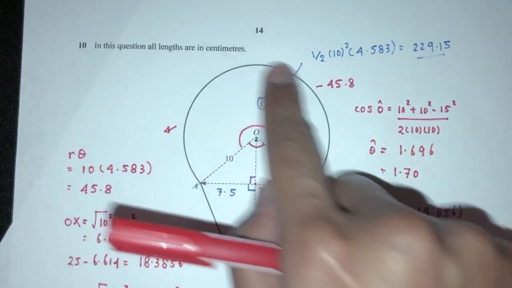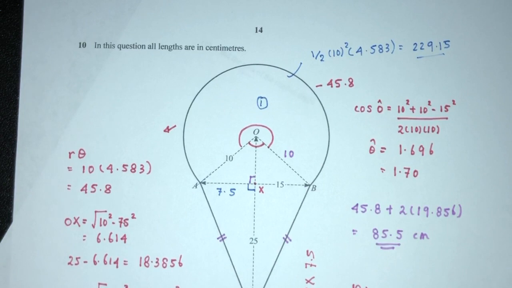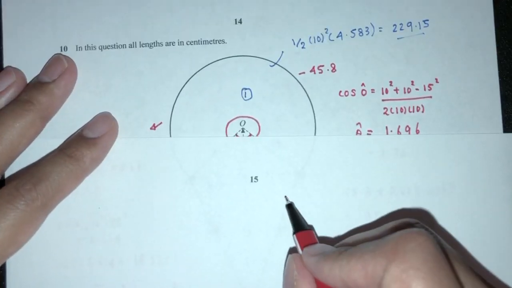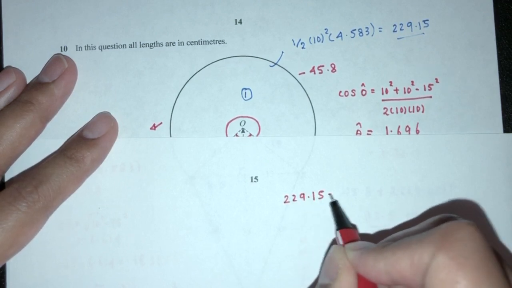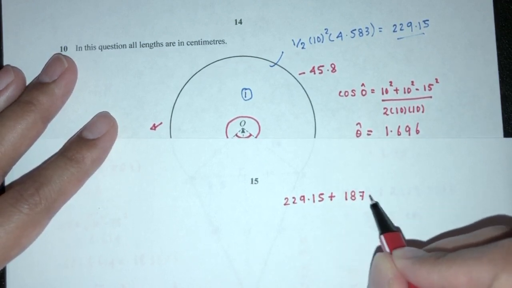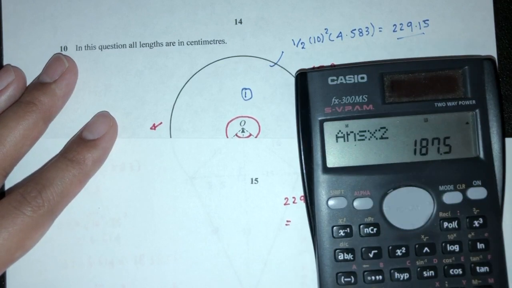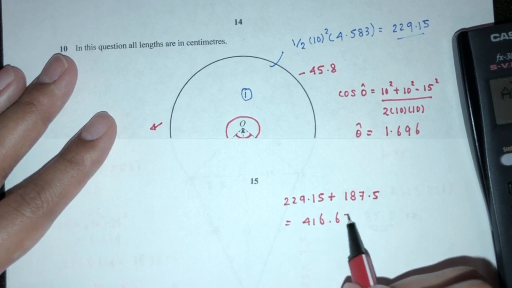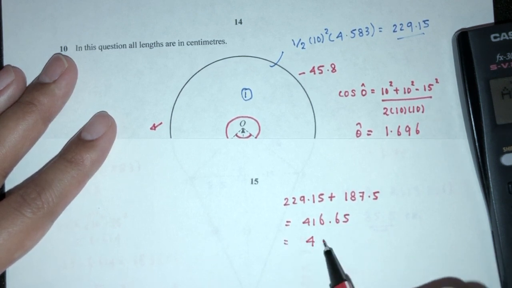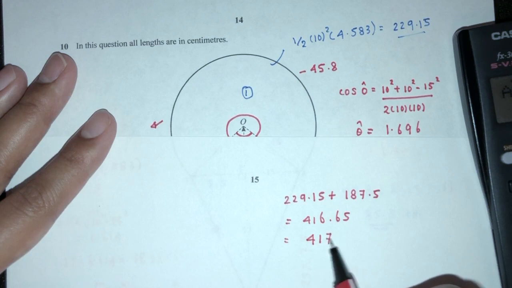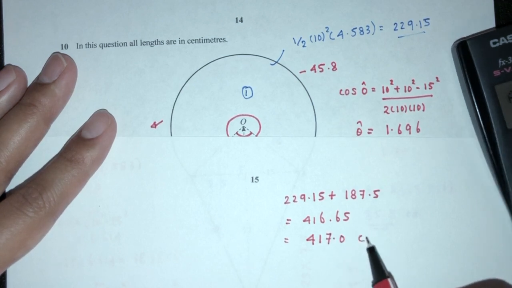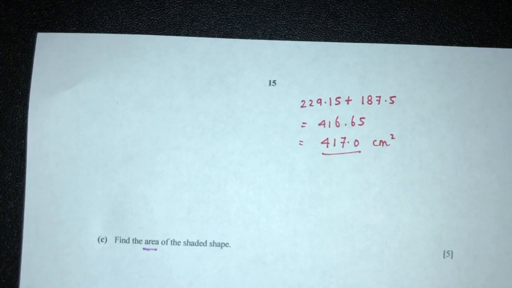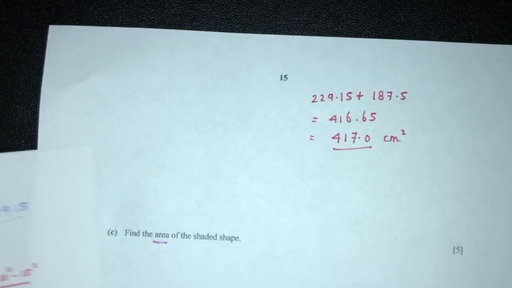So this plus this will be the area of the whole thing. Let's add them together. On top you have 229.15 plus 187.5. That will be 416.65. That will be 417 centimeters square, correct to 3 SF. That will be your area of the shape, correct to 3 SF. And that will be your question number 10.